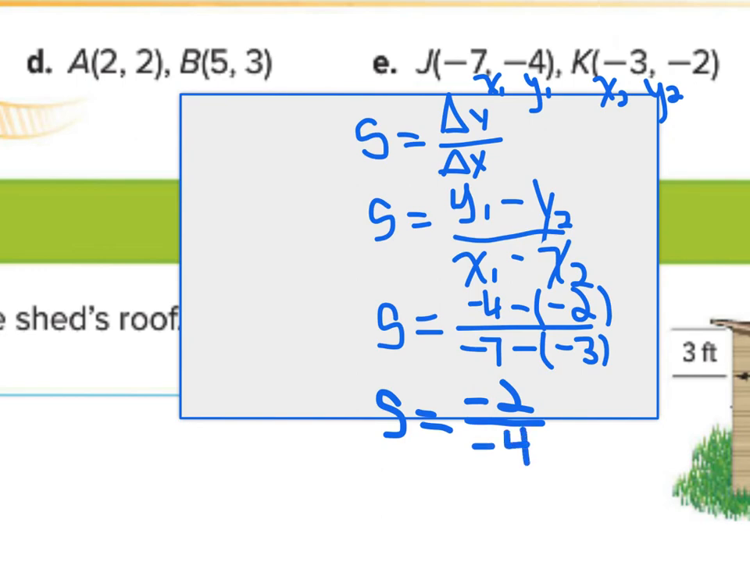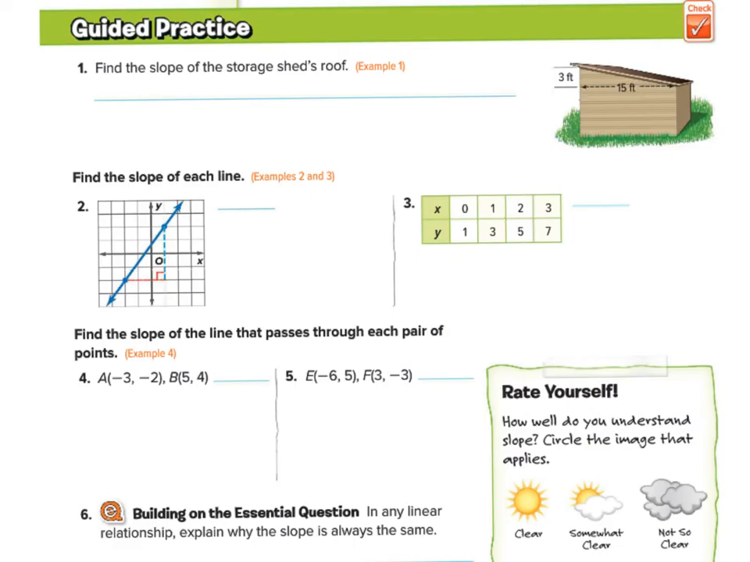Okay, which would be the same as saying a half, right? If I want -1 over -2. Now negative divided by negative is positive. So it would be the same thing as saying S equals 1 over 2. And that's my answer.